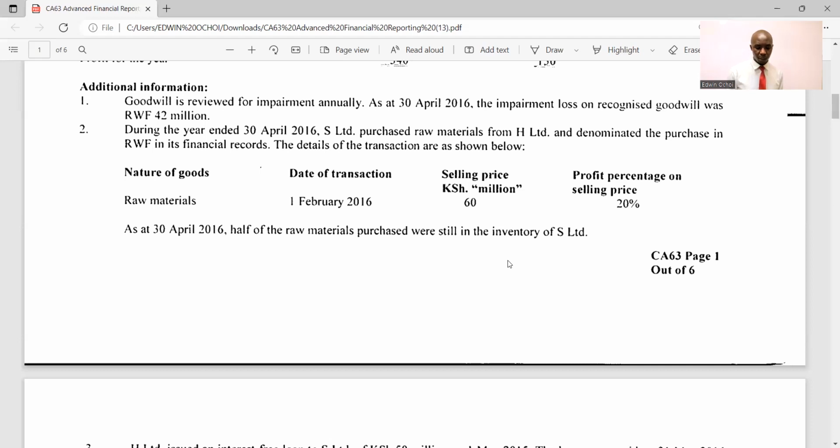Number two, during the year ended 30th April 2016, S Limited purchased raw material from H and denominated the purchase in Rwandanese francs in its financial records. The details of the transaction are shown below. Nature of goods: raw material. Date of transaction: 1st February 2016. Selling price 60. Profit percentage on selling price 20%. As at 30th April 2016, half of the raw materials purchased was still in the inventory of S.